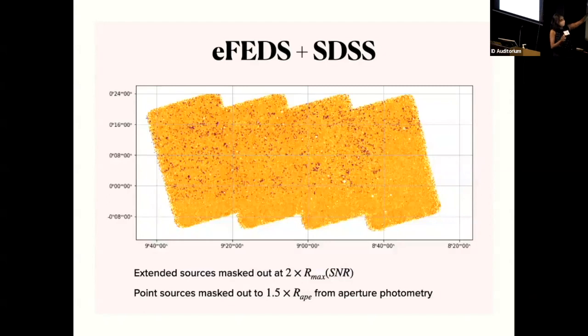So first of all, the X-ray map that I have, so I showed you the full sky map of eROSITA. That's actually not fully publicly available yet. I was working with this test patch that's called EFEDS.